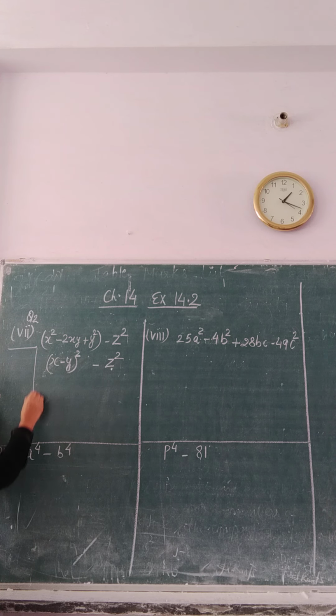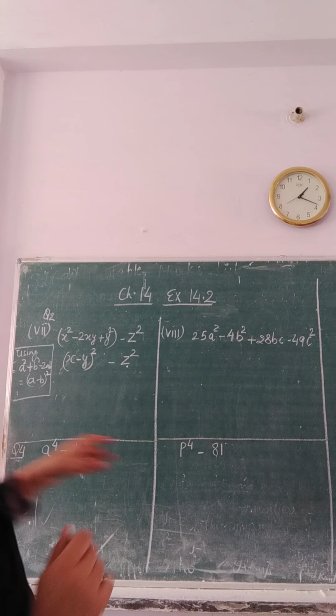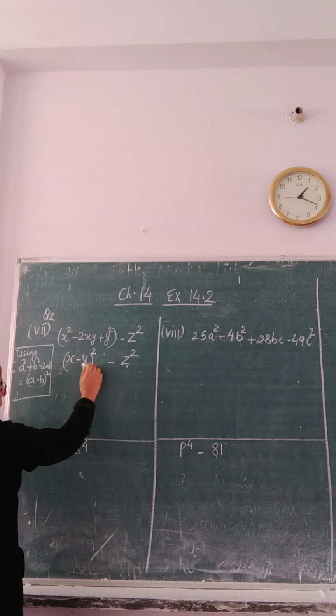What have I done here? I have used a square plus b square minus 2ab is equal to a minus b whole square. So using this identity, we can write it as x minus y whole square minus z square.